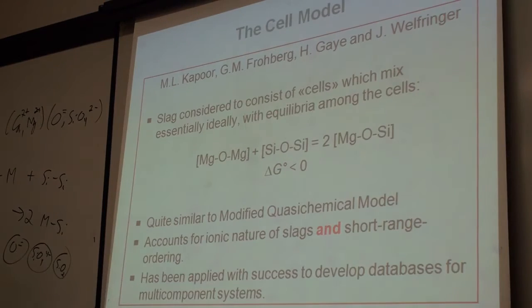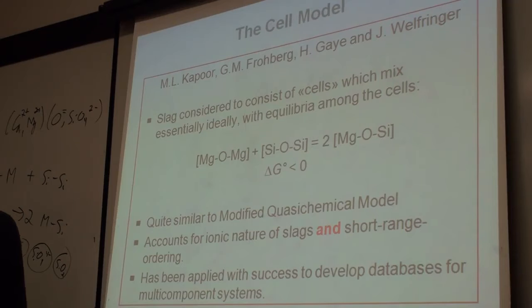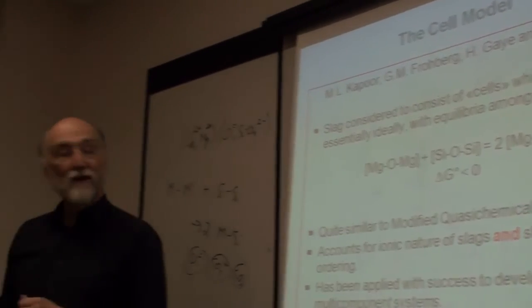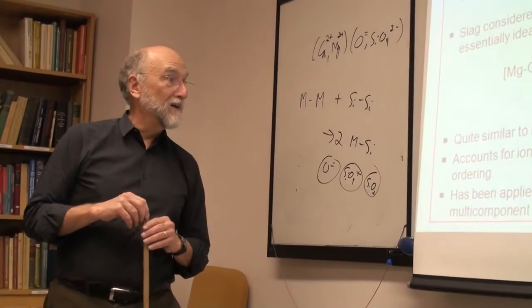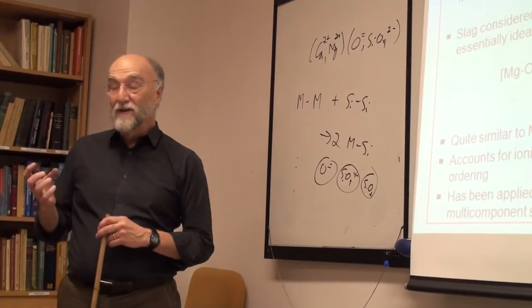Okay, and these cells mix randomly, and the delta G is negative for this reaction. And as you can see, it's very close to the Quasichemical model. This is basically the Quasichemical equation. What's different is the entropy expression is somewhat different. They don't use the Quasichemical entropy expression, they're using an expression for actually mixing the cells, but it's very close. Okay, so basically the cell model, it's quite similar, I would say even very similar to the modified Quasichemical model.